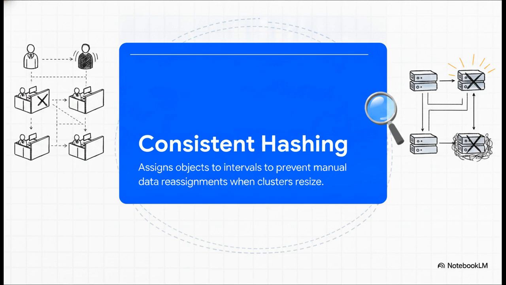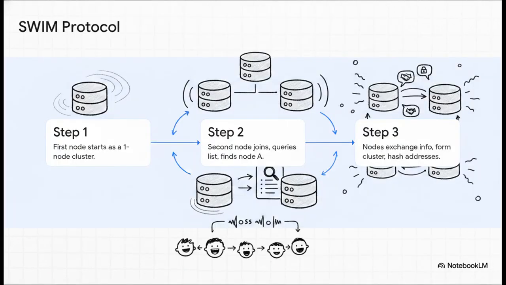It vastly reduces latency. But you might be wondering, how do these server nodes actually know who is down the hall? Well, they use the SWIM gossip protocol. First, a node starts up, queries a list, and finds a peer. They exchange info and form a cluster. It works exactly like kids sharing a rumor on a playground. The nodes infectiously discover each other, continuously pinging back and forth. This way, every single node in the system always knows exactly who's online and who just dropped off.